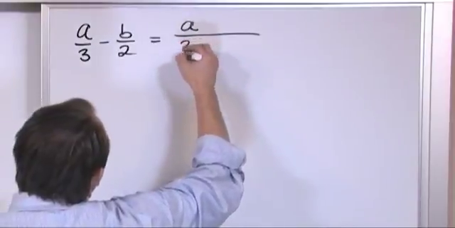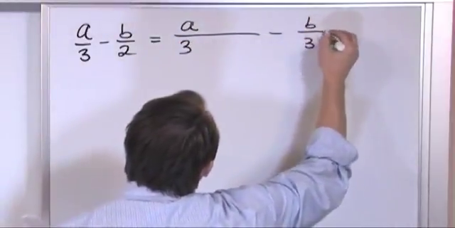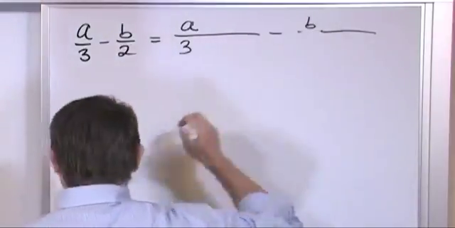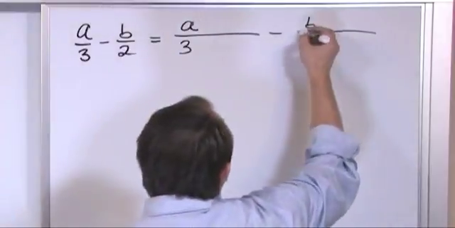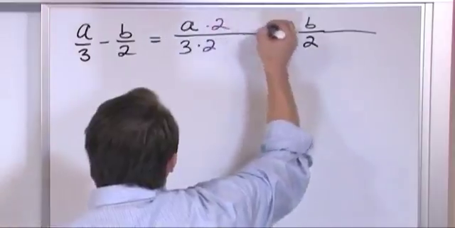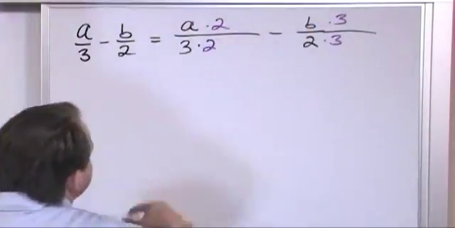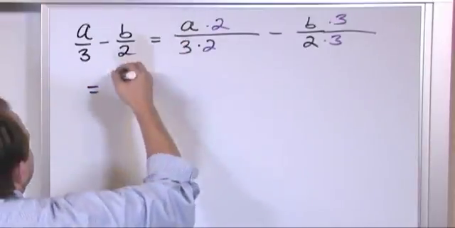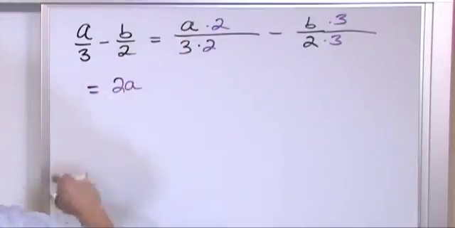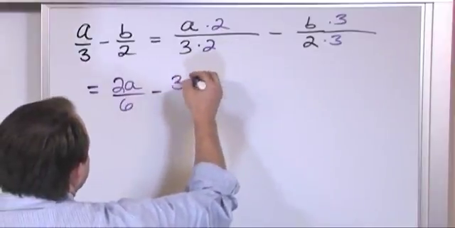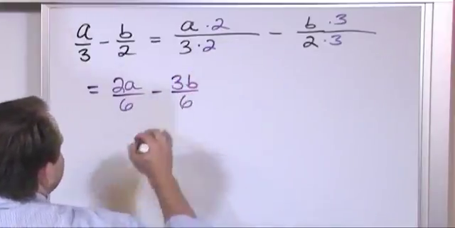So if we do this, minus b/2, what would we multiply by? We'd multiply this by 2, and we'll multiply this by 3. That's just so that we can get a 6 in the denominator of both. So it equals a times 2, which is just 2a. That's how you write it in algebra, with the letter right after the number, 2a. Over 6 minus, what I have over there is just 3 times b, so 3b over 6.